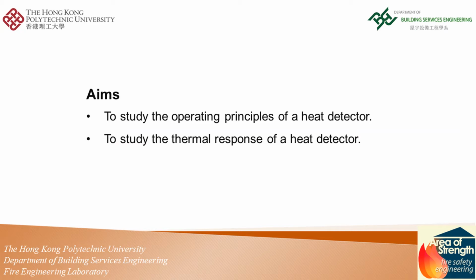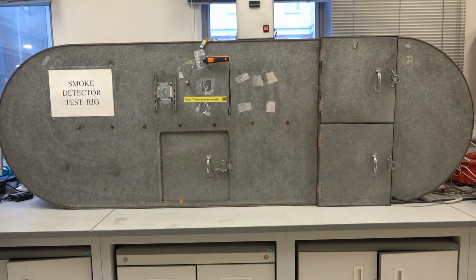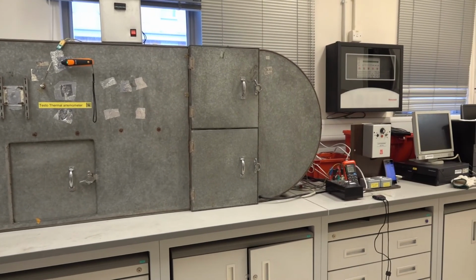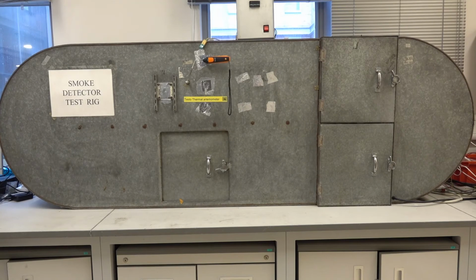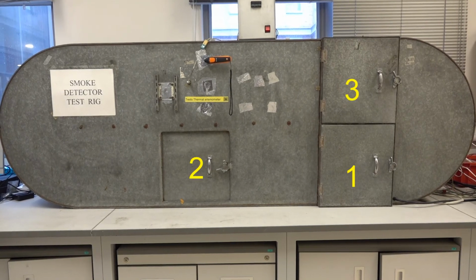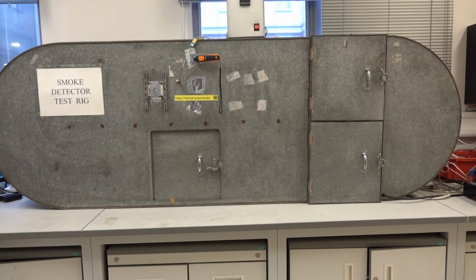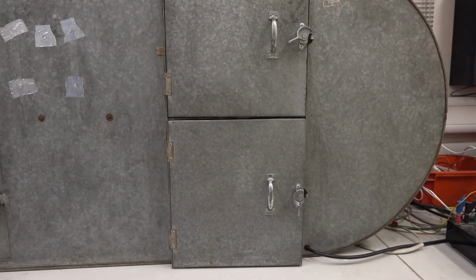Then, let's take a look at the test equipment. Here is our wind tunnel. Besides it is the control panel and data collectors. The wind tunnel is a closed circulating duct. In the video, you can see 3 doors. Let's take a look at those doors one by one.